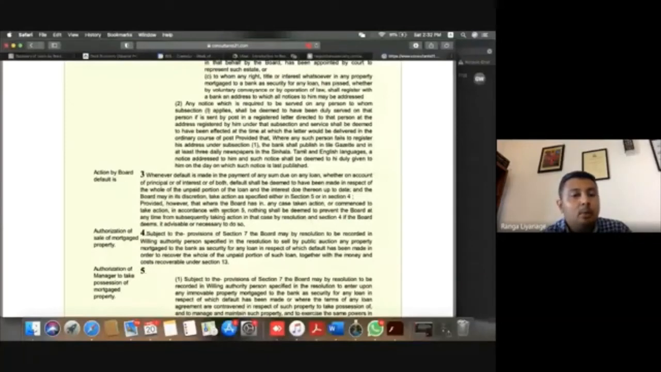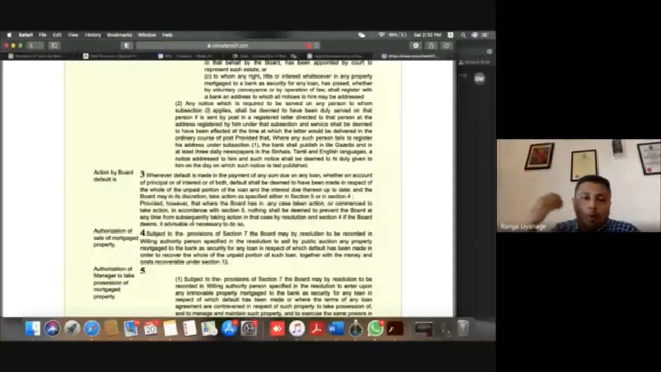Action by the board. This board is the director board of the bank. Whenever default is made in the payment of any sum due on any loan, whether on account of principal or of interest or of both. So default is made on principal, either on interest or on both. Default shall be deemed to have been made in respect of the whole of the unpaid portion of the loan, and the interest due thereon up to date, and the board may in its discretion take action as specified in next two sections 4 and 5, right?